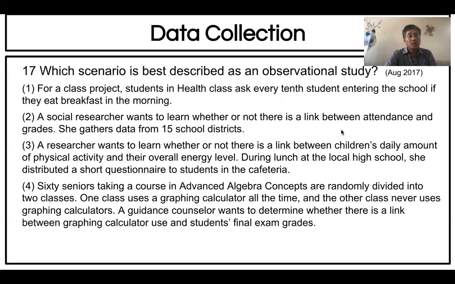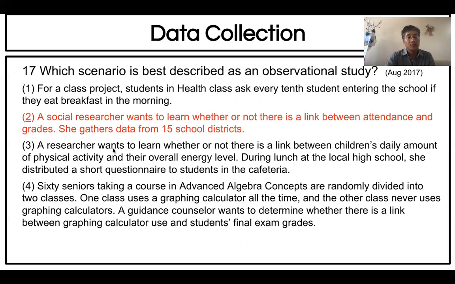Number 17, which scenario is best described as an observational study? You know what an observational study is, right? The researcher doesn't do anything, just takes a look and gets the data. Number one, students in health class ask every 10th student. Every 10th student is randomization, right? So it's nothing to do with observational. Number two is the answer. A researcher wants to learn whether or not there is a link between attendance and grades. She gathers data from 15 school districts and sees if there's a link between attendance and grades. So she doesn't control anything, right? She just looks at the data. That's an observational study. You understand, right?